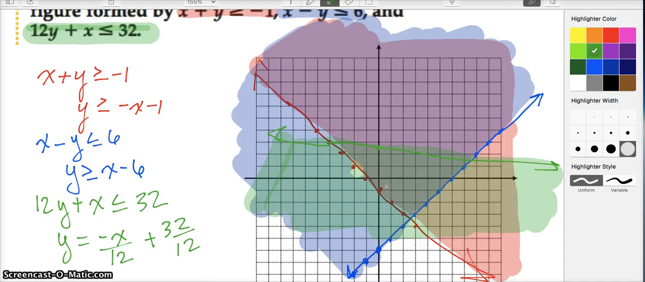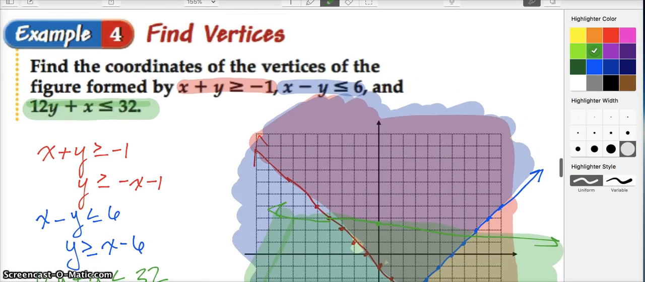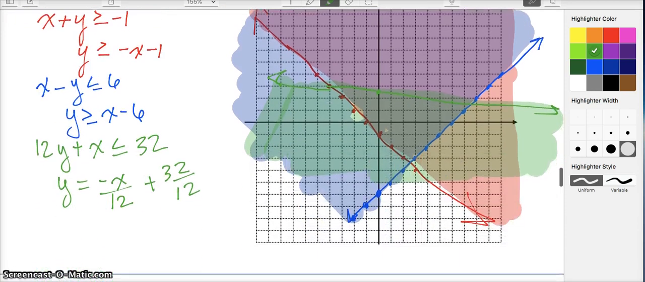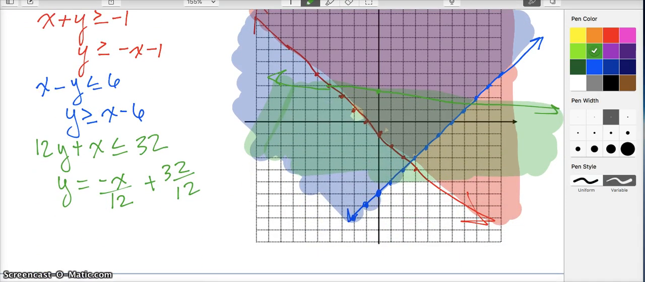And what we're asked to do in this problem, if you don't remember, is find the vertices of the figure formed. Well, we see that we have a triangle and we need to find the vertices. This seems simple, but if you notice, my graph isn't that great. To be quite honest, it's horrible. And so in order to find those vertices, I'm going to have to find the intersection of two lines. You guys remember how to do it, right?